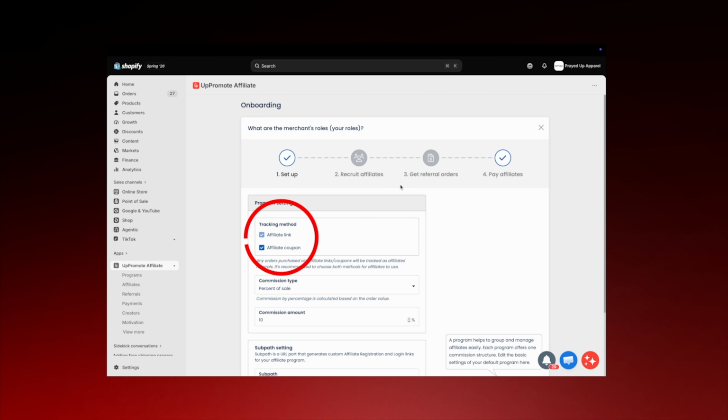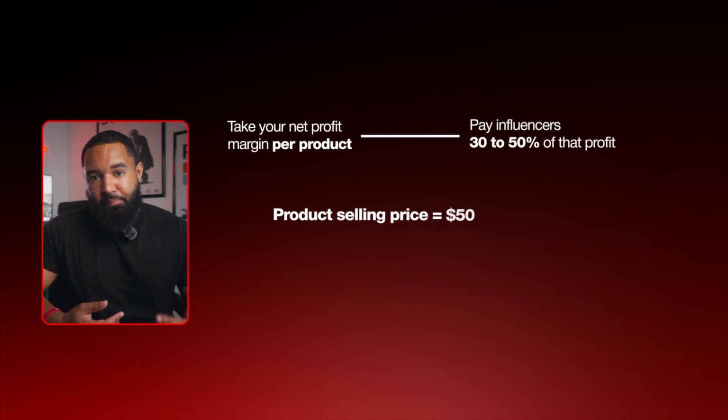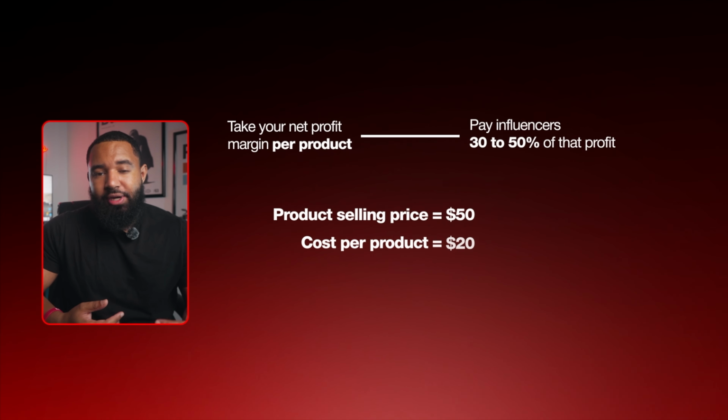So here's the formula, and it's actually very simple. Take your net profit margin per product, then pay influencers 30 to 50% of that profit. So let's just say your product sells for 50 bucks. It costs you $20 to make. That leaves you $30 in profit. 30 to 50% of that is roughly $9 to $15 per sale, which works out to somewhere between 18 to 30% of the total sale price.